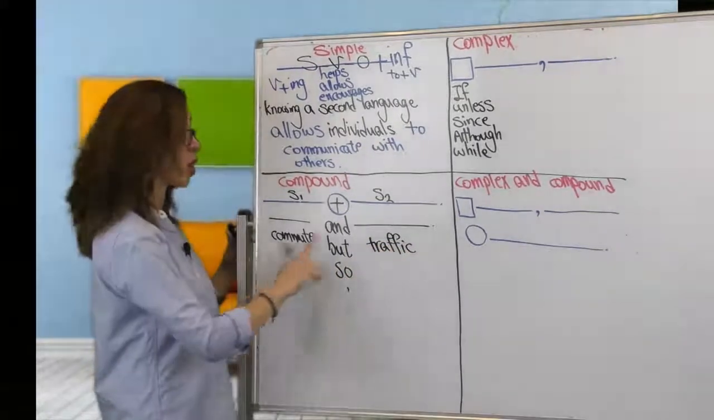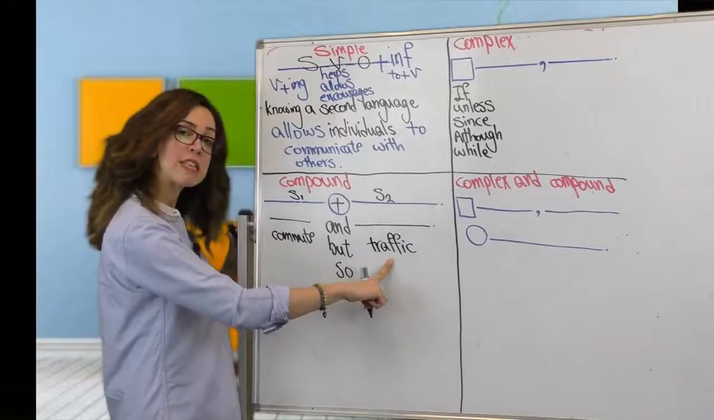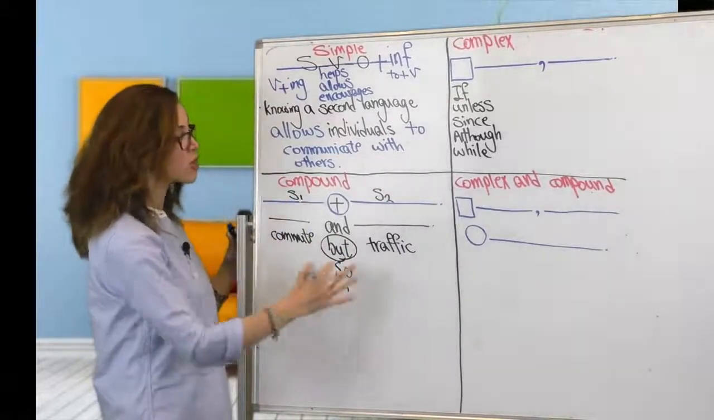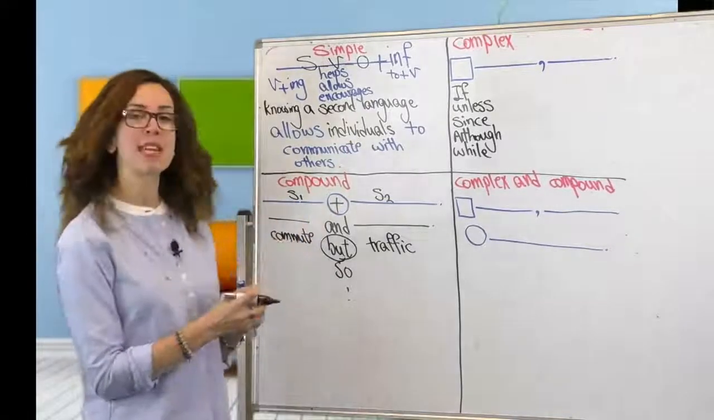More traffic, contrasting nature. So convenience, a negative thing. Use "but" between the two sentences here. That's your compound sentence. Moving on to the complex sentences.